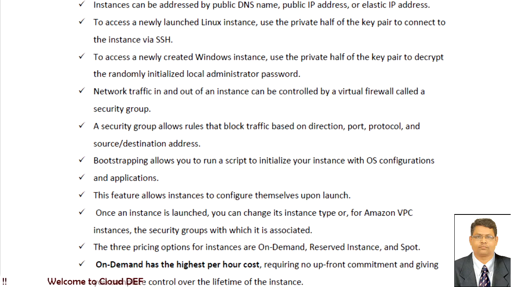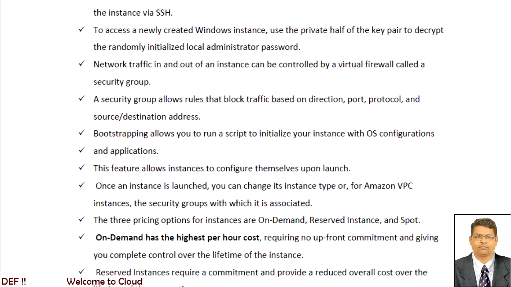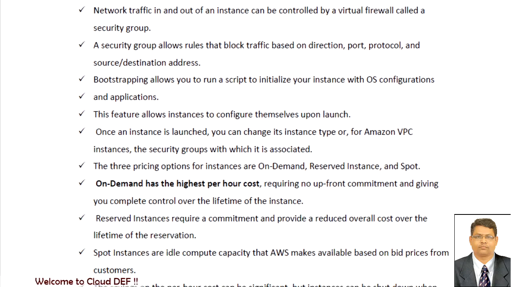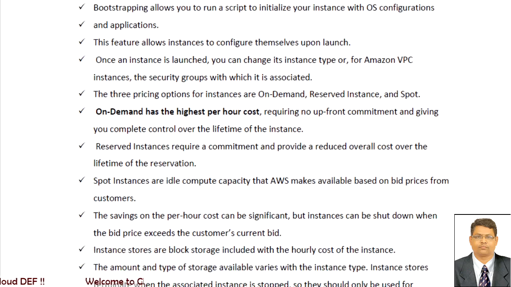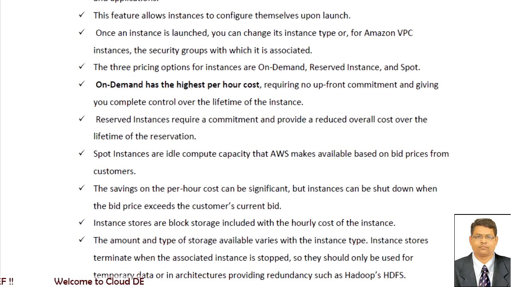On-Demand has the highest per hour cost, requiring no upfront commitment and giving you complete control over the lifetime of the instance. Reserved instances require a commitment and provide a reduced overall cost over the lifetime of the reservation. Spot instances are idle compute capacity that AWS makes available based on bid prices from customers. The savings on the per hour cost can be significant, but instances can be shut down when the spot price exceeds the customer's current bid.